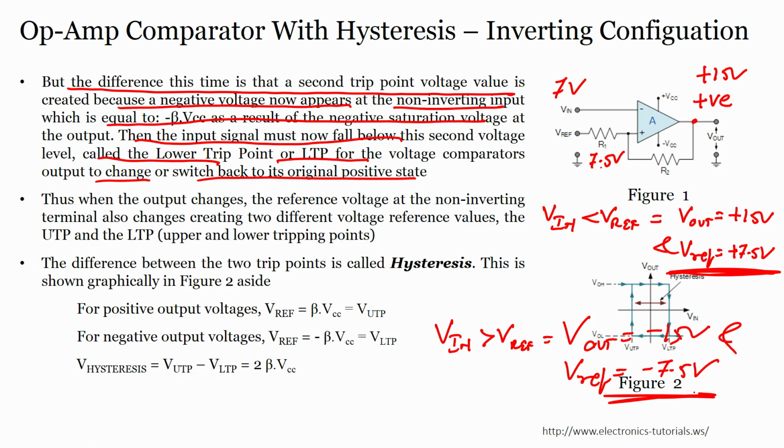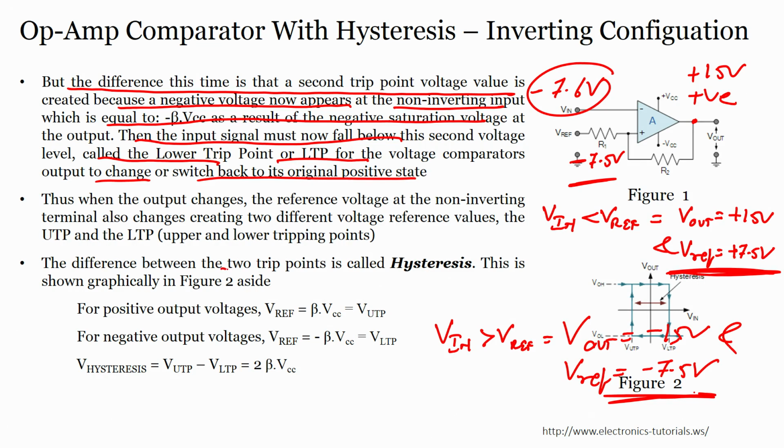When this exceeds 7.5 volts, that means it goes to let us say 7.6 volts, my output will go to negative saturation, minus 15 volts, and this will become minus 7.5 volts. Now, to again change the output from negative to positive saturation, this voltage should be less than this voltage, that means it should be minus 7.6 volts. If minus 7.6 volts happens, then again this will be positive saturation, alright. This is how it works, on and off, and we defined the upper trip point and lower trip point.